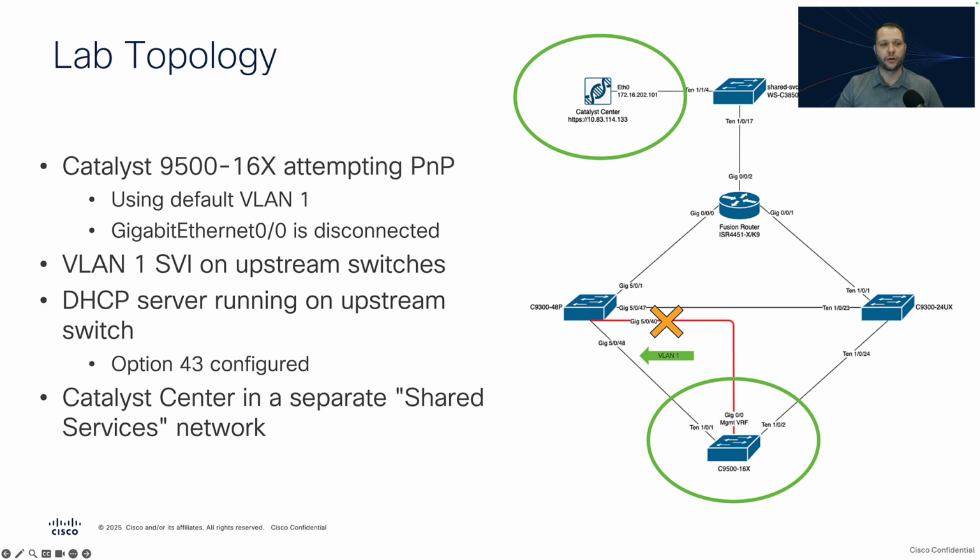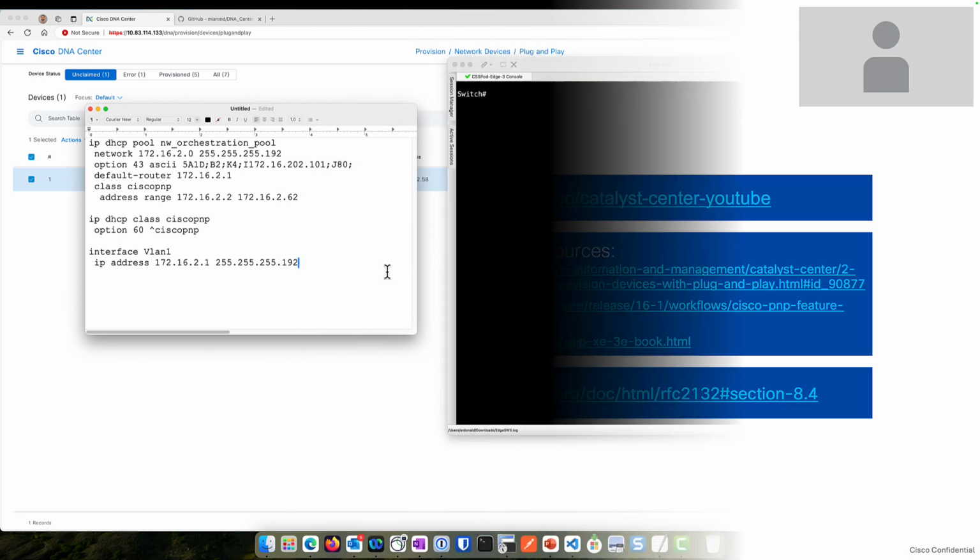Also, those switches are hosting the DHCP server and the address pool that will be servicing this plug-and-play environment. And that DHCP server has the option 43 ASCII string configured on it. And finally, as always, the Catalyst Center server is in a separate shared services network, and so it will require inter-network routing to get from this device to Catalyst Center. They're not on the same layer 2 domain. All right, let's jump over to the demo.